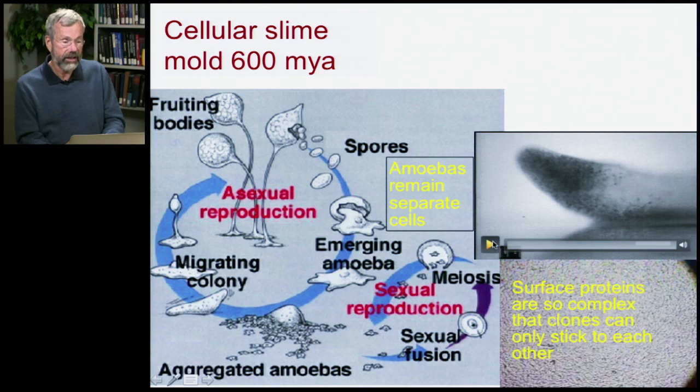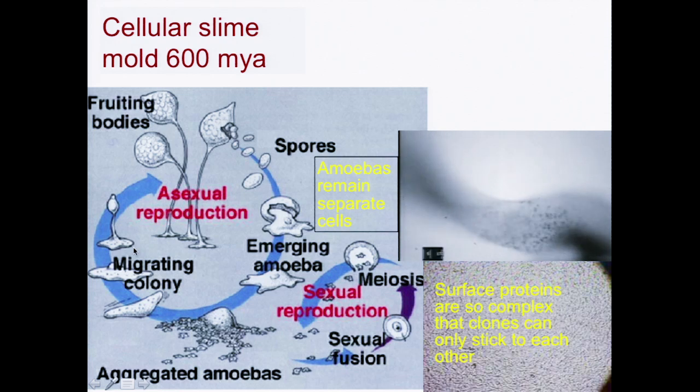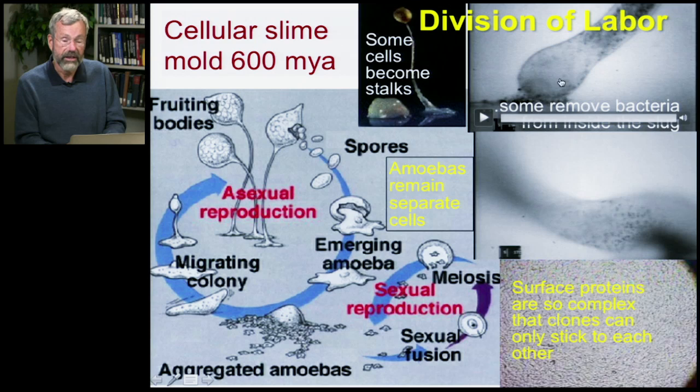So here's a slug of cellular slime mold that can now move along. Okay, so the cells are moving along in a way that gives movement to the overall structure. At this point, we see a clear division of labor. Some cells become stalks. All they do is form a physical structure to hold up the fruiting bodies from which the spores can emerge. And other cells stay inside, guarding the remainder, and they remove bacteria from inside the slug.